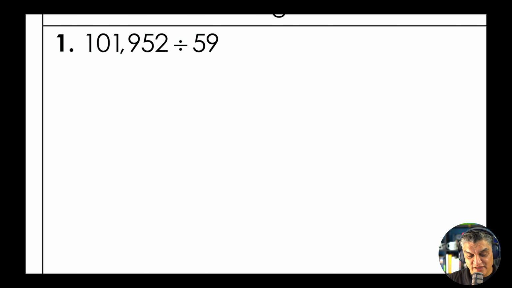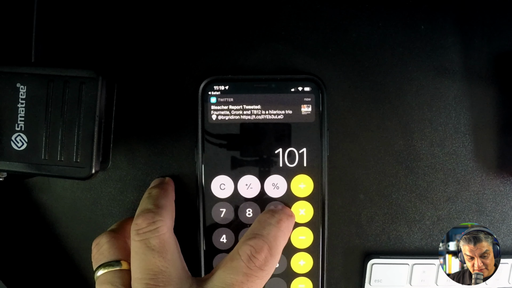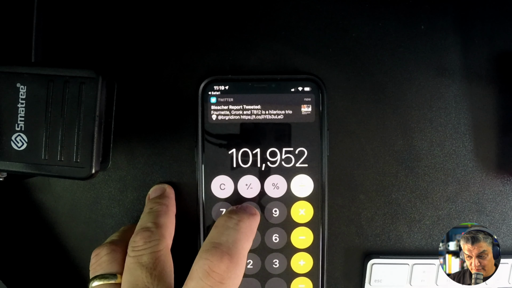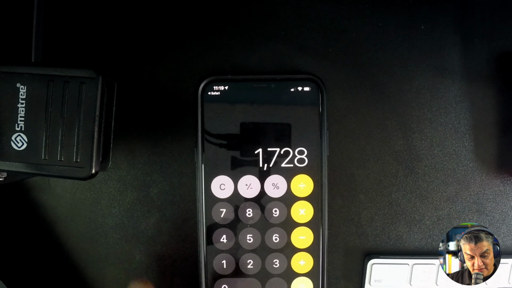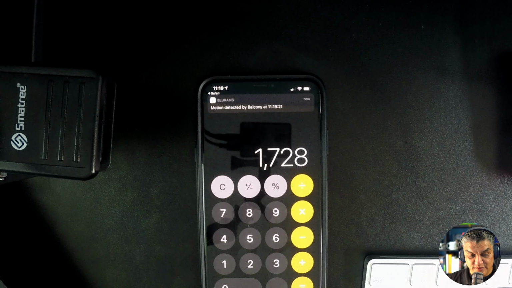So here's the thing. Can we use a calculator? Of course. Let's do the calculator. We just say 101,952 divided by 59 equals 1728. There you go. Answer's done.